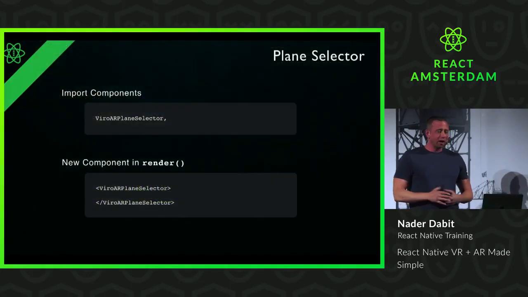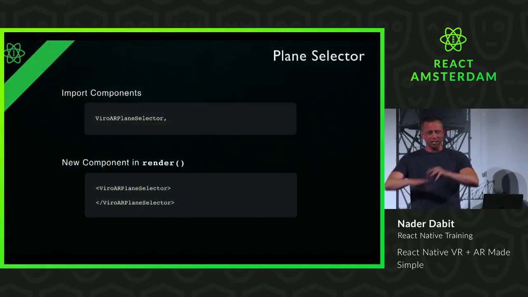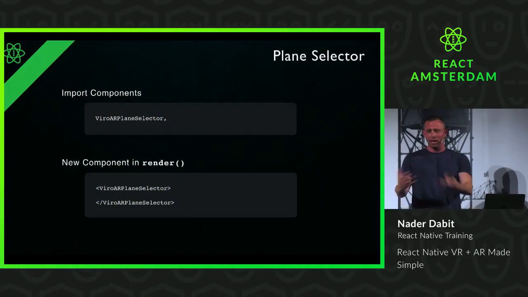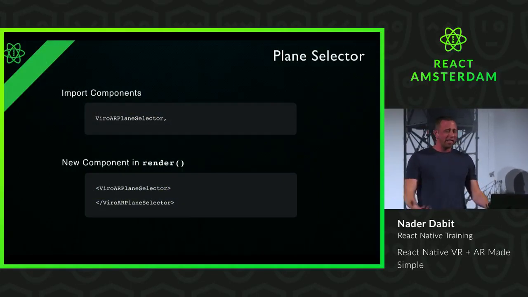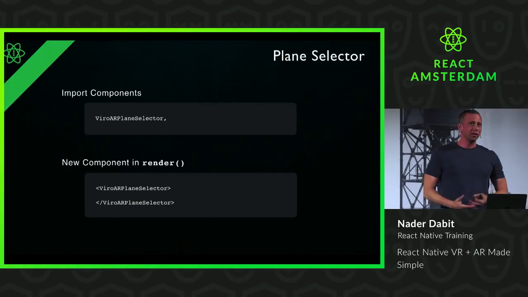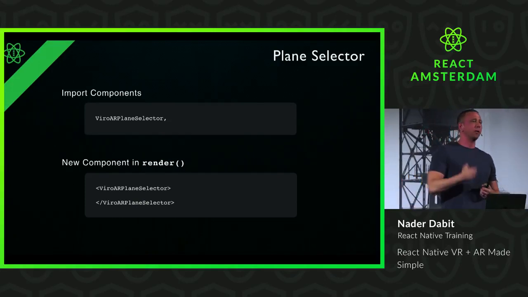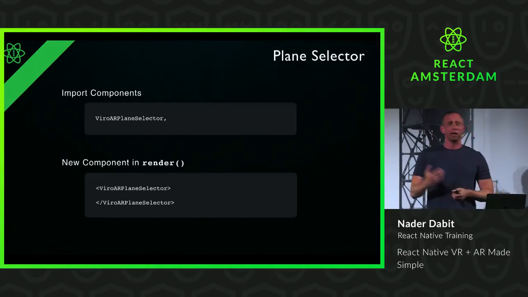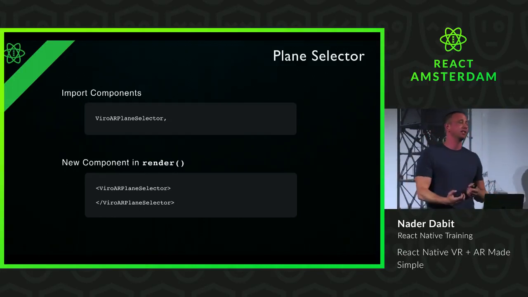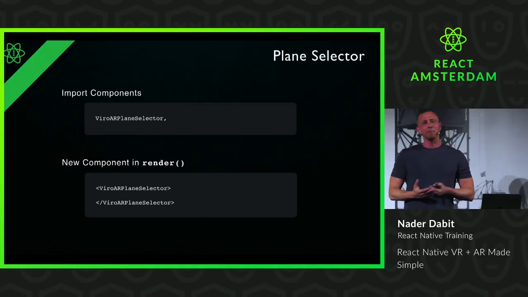So what we want to do now, though, is we don't want to just throw that dinosaur in the room. We want to actually make him look like he's somewhere. One of the ways you can do that is using a plane. And there are two different ways to recognize a plane in this framework: Viro Plane and Viro Plane Selector. And they both do kind of the same things.